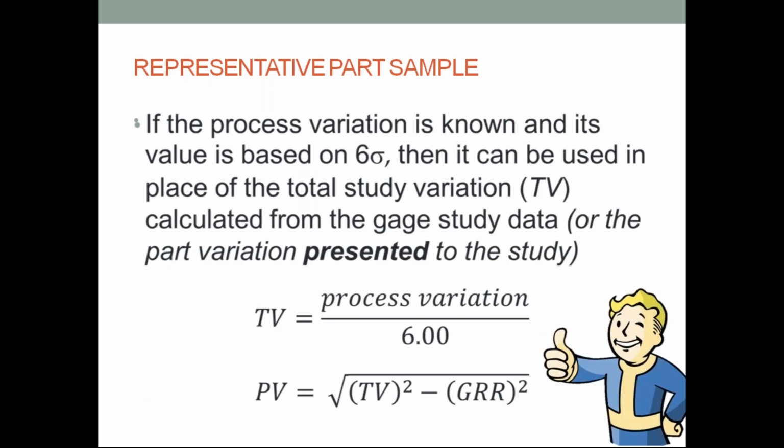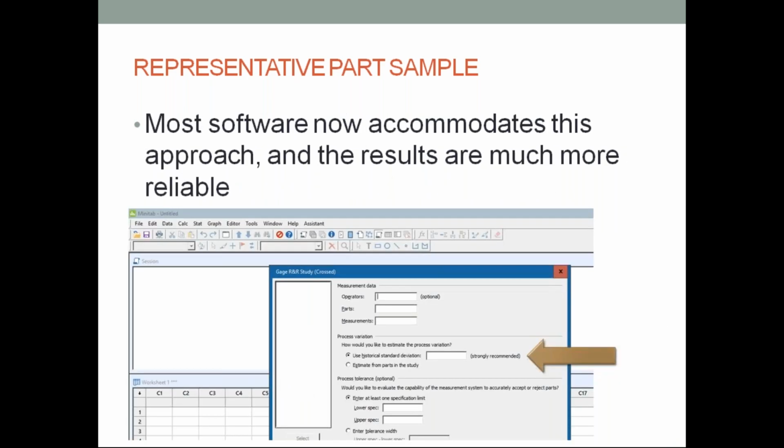If the process variation is known and its value is based on 6 sigma, then it can be used in place of the total study variation calculated from the gauge study data or the part variation presented to the study. Now, this is very handy because most software now accommodates this approach. In Minitab, it's even strongly recommended. You use the historical standard deviation.